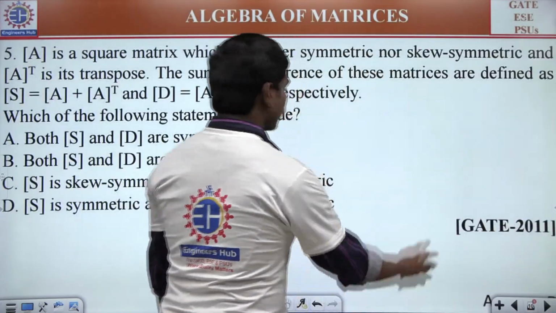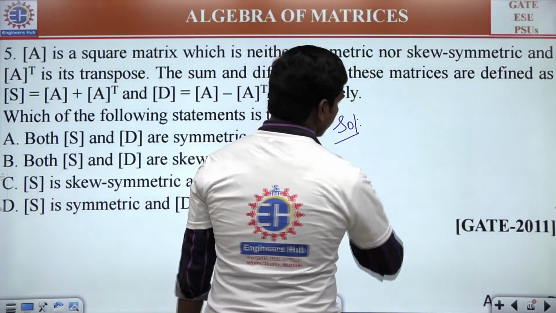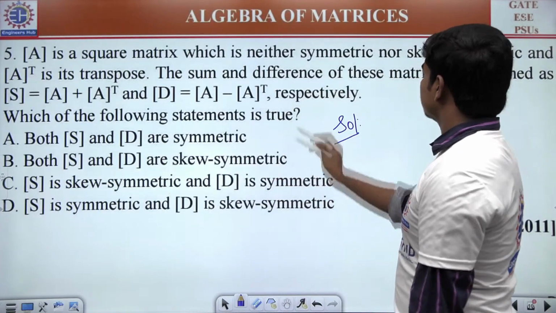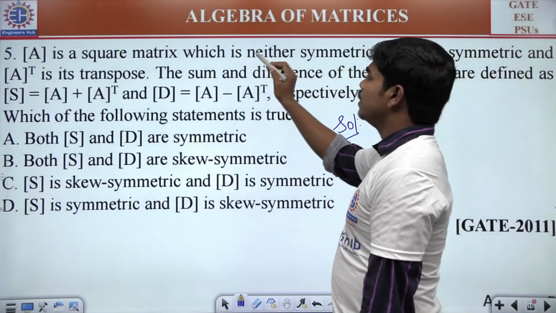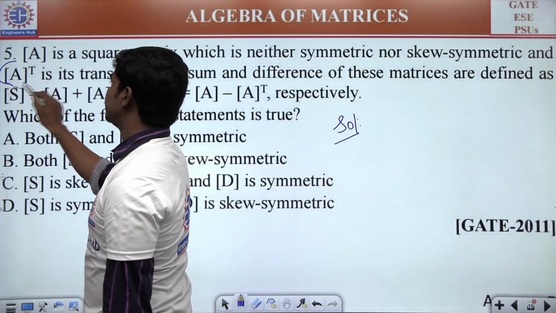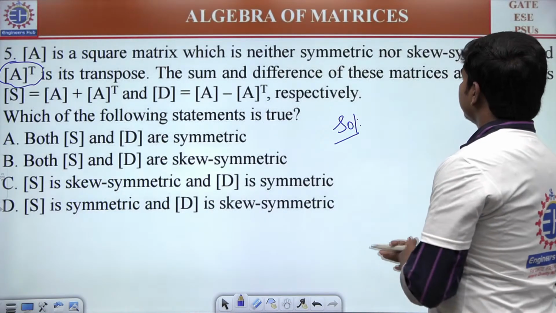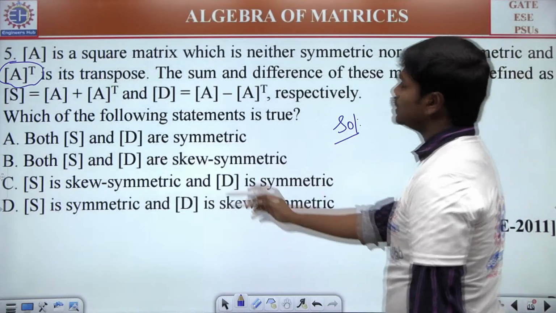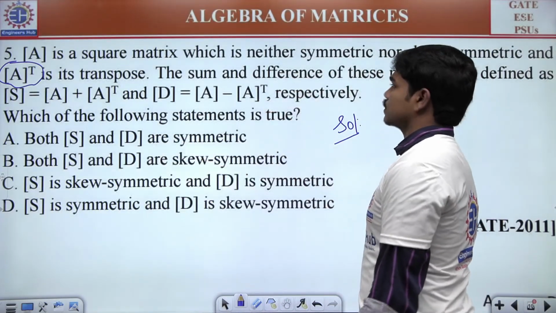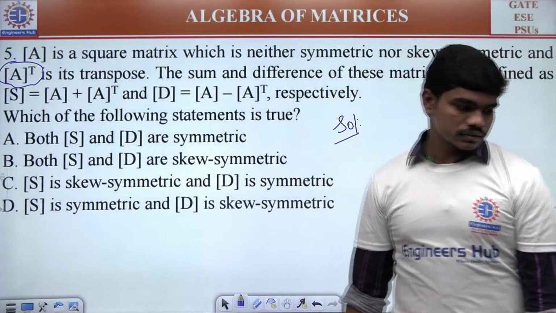Next, a question from 2011, of course. So please try to solve this question. A is a square matrix which is neither symmetric nor skew symmetric, and A transpose, of course, this notation is the transpose of this matrix. The sum and difference of these matrices are defined as S is equal to A plus A transpose and D is equal to A minus A transpose respectively. Which of the following statements is true? Can you tell something about this?